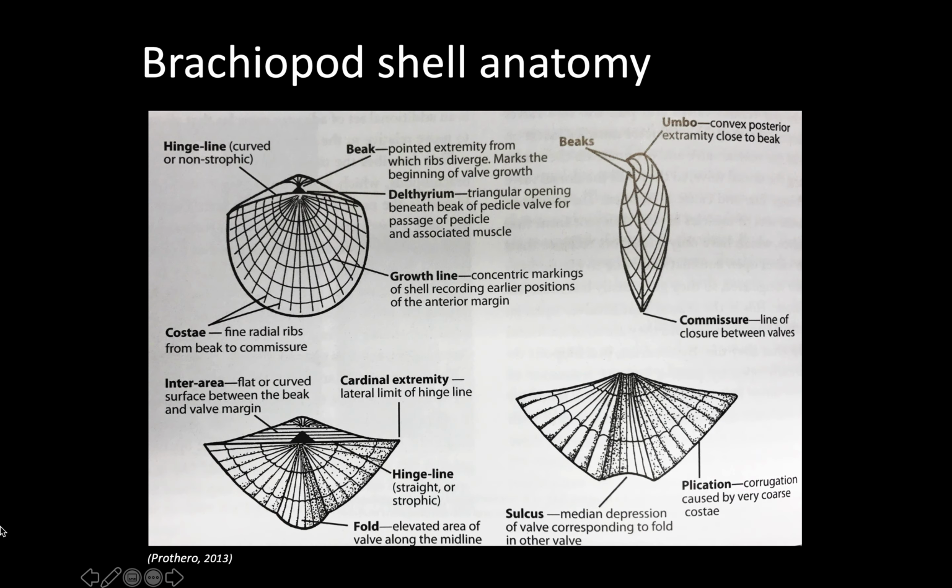All right. We also have the hinge line, which is right here. We have the beak, which is the sharp point on it. We have the sulcus. That's the fold that we see on a lot of them. A lot of our brachiopods will have little folds on them. Please pick up one of your brachiopods. See what you can find. Look at the hinge line.